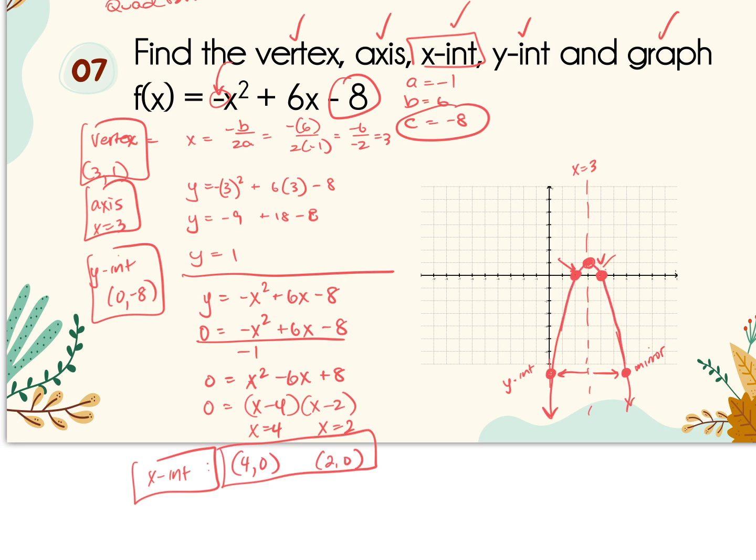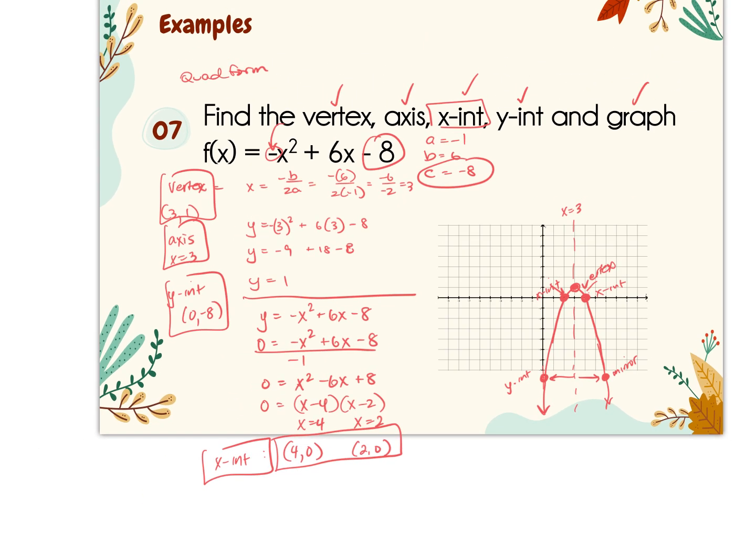And so now I have really done a great graph. I have my vertex, I have my x-intercepts, I have the two of them. And I have my y-intercept and my mirror image, and my graph is now complete. And I've answered all the questions I was asked to answer.